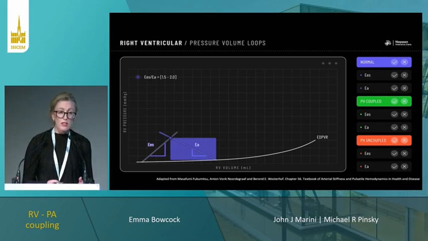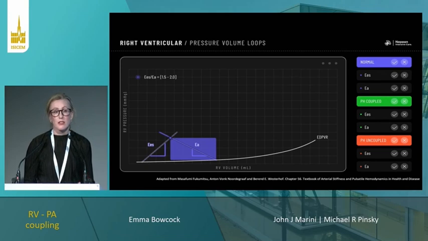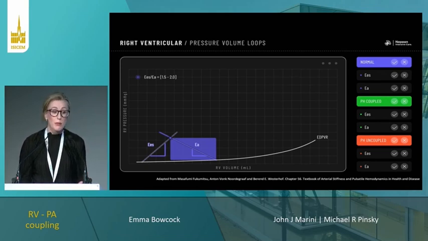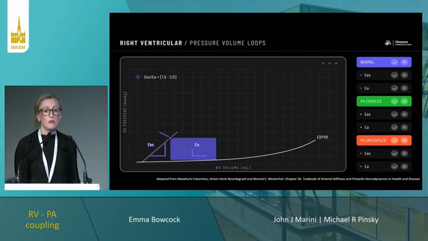I like to think about the right ventricle in health as a pretty chilled out ventricle. It has a lot of mechanical energy to spare. In health, the Ees to Ea ratio is around 1.5 to 2, and there's very efficient transfer of that potential energy from the right ventricle into the pulmonary circulation.